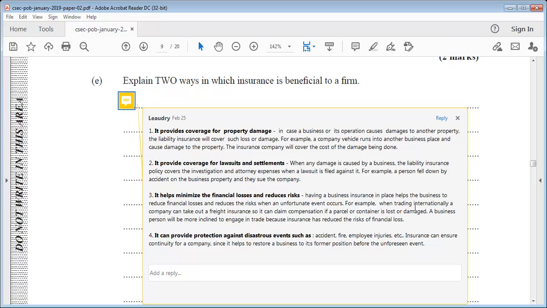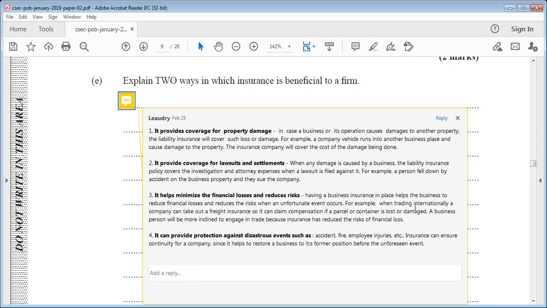Having business insurance in place helps the business to reduce financial losses, and it reduces the risk when an unforeseen event occurs. For example, when trading internationally, a company can take out freight insurance, so it can claim compensation if, for example, a parcel or a container gets lost or damaged. A business person would be more inclined to engage in trade because he knows that the insurance would reduce the risk of financial loss.